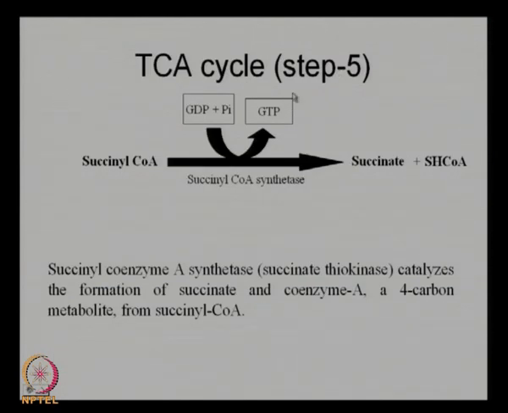In the 5th step of this TCA cycle, succinyl CoA is converted to succinate, and coenzyme A comes out of this process.